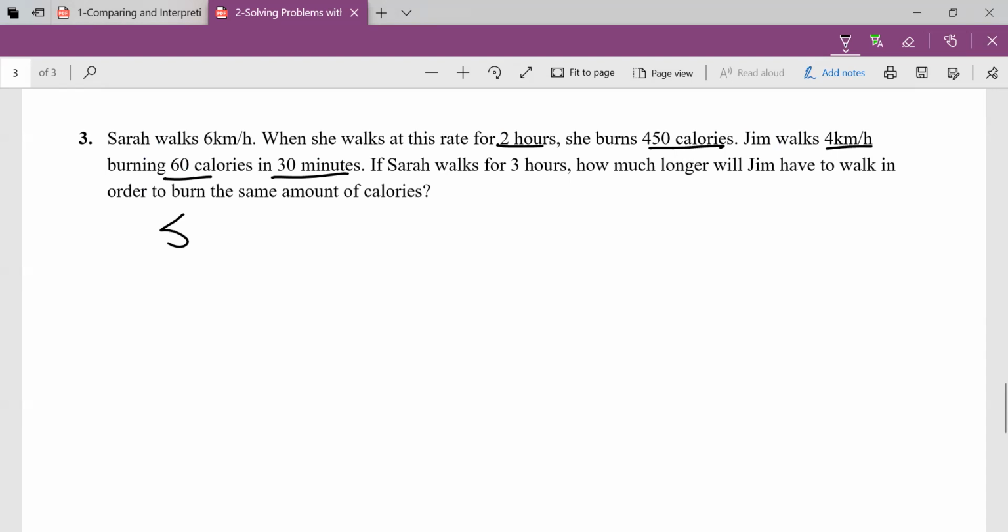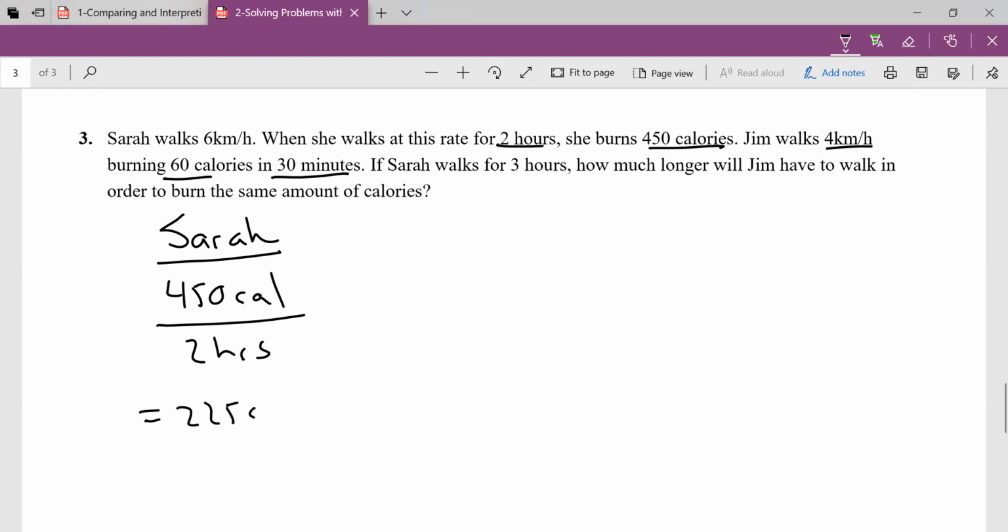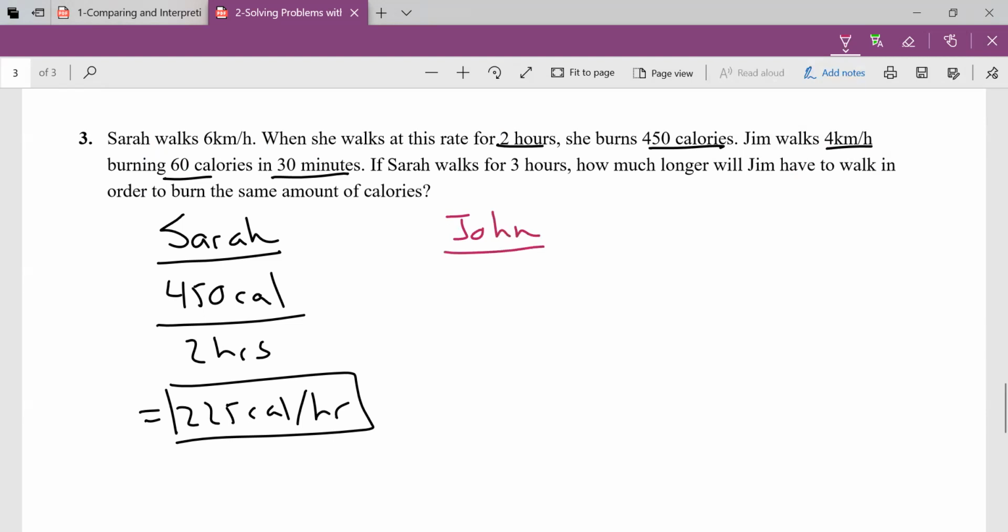So for Sarah, well, her unit rate, how many calories is she burning per hour? Well, she burns 450 calories per 2 hours. So her unit rate is 225 calories per hour. What about John? Well, John, dear old John, is burning 60 calories in 30 minutes. Well, 30 minutes is 0.5 of an hour.